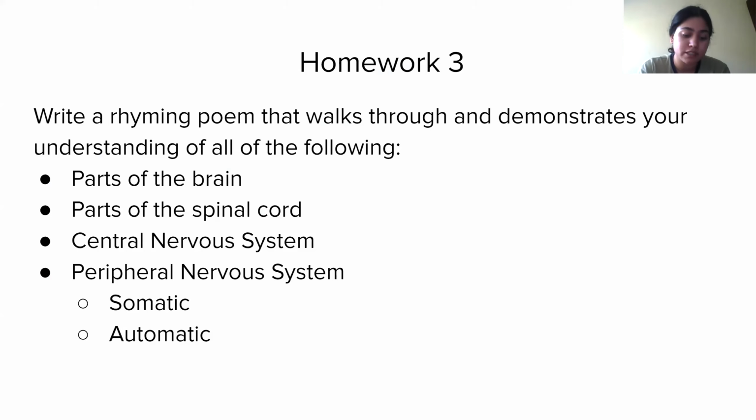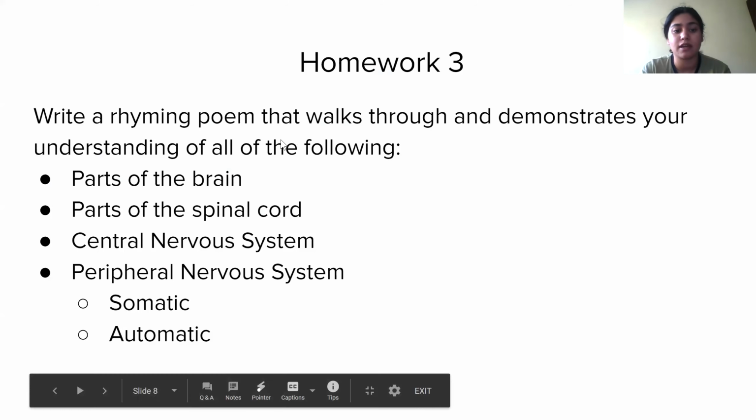For this week's homework assignment, I want you to write a rhyming poem that walks through and demonstrates your understanding of all of the following: parts of the brain, parts of the spinal cord, the central nervous system, the peripheral nervous system, the somatic, and the autonomic. Sorry, that should be autonomic.